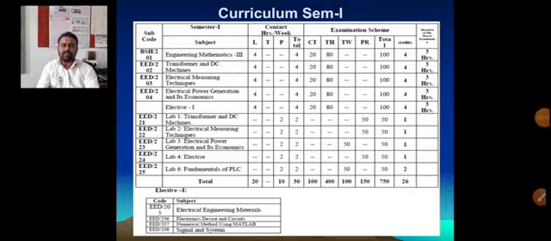So there are 5 subjects. 80-20 is the pattern of question papers, 20 marks for the class test and 80 marks for the theory exam. Out of 80 marks, the minimum passing requirement in the theory exam is 28 marks, and in the class test it is 12 marks. So 12 plus 28 is equal to 40 marks minimum required for passing.